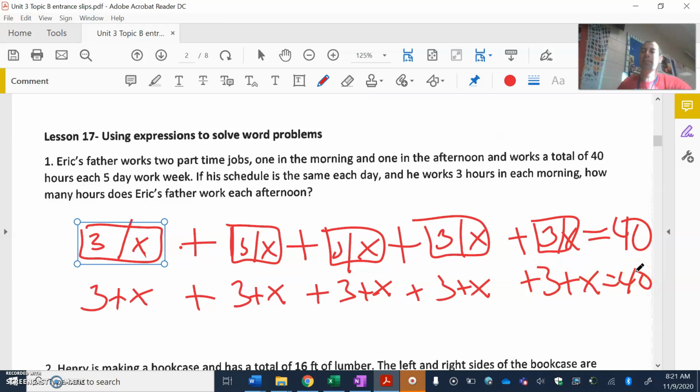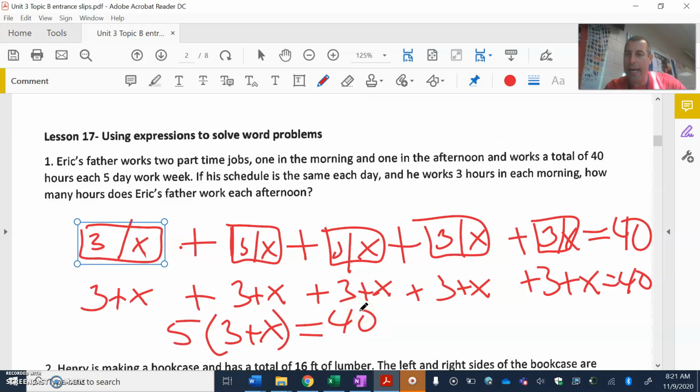Now, here's the thing. This is where our distributive property comes into play. Because eventually what we're going to get you guys to be able to do is realize, wait a second, it's 5 days and it's the same each day. Eventually we're going to get to here, and then we're going to be able to solve our equation. Now, if you saw that right away, great. Like we said, there are different ways of writing it out. We just got to get you there.